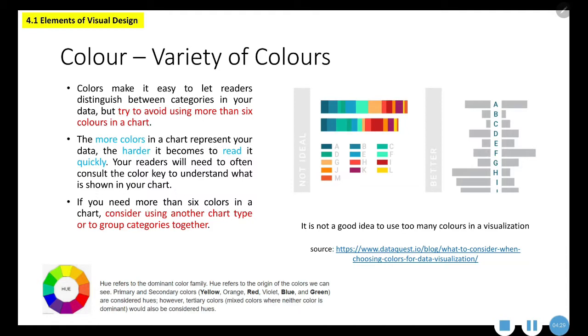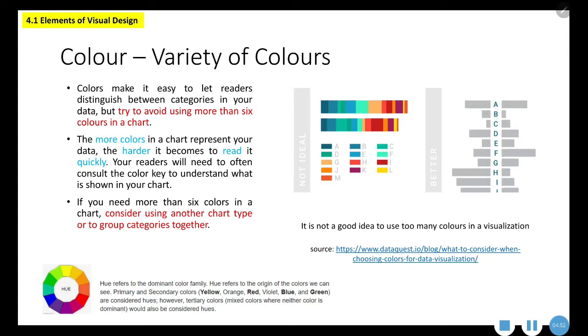If you need to use more than 6 colors in a chart, consider using another chart type or grouping categories together. For example, here we have categories A to L and more than 6 colors. So this is not good. The user cannot pick up the information easily, and will always have to check what each color means.